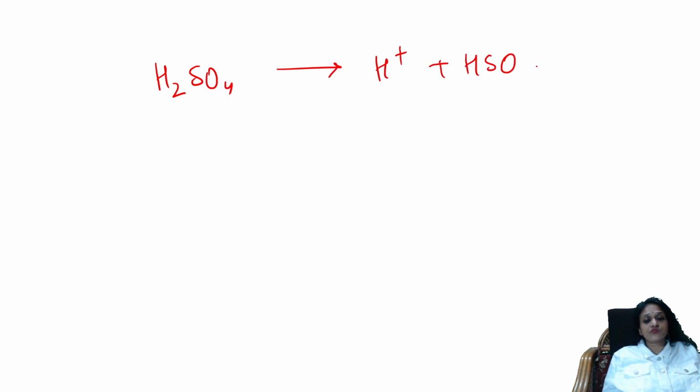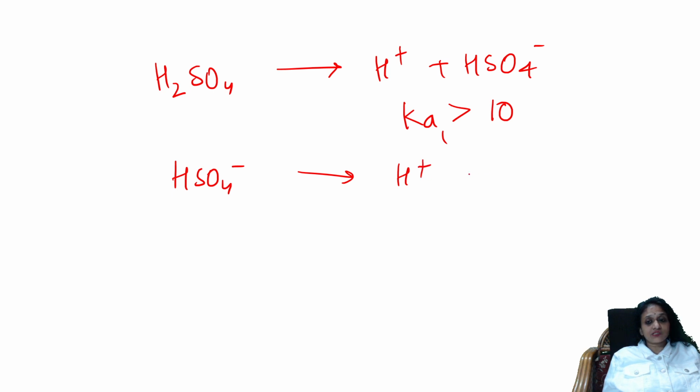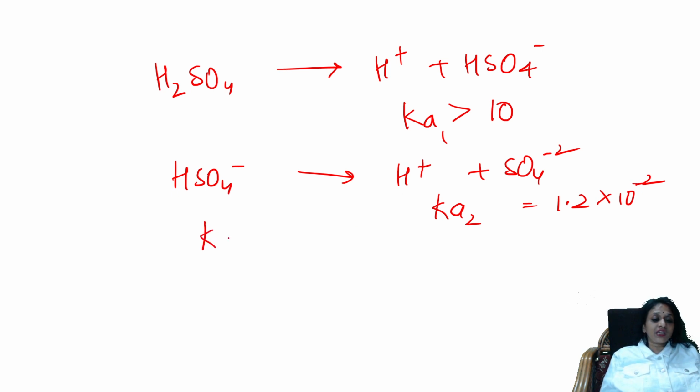See here. When sulfuric acid dissociates, it breaks up into H plus and HSO4 minus ion. The acid dissociation constant for this is more than 10. This HSO4 minus ion further breaks up into H plus and SO4 2 minus. Here the acid dissociation constant is almost 1.2 into 10 raised to the power of minus 2. So observe carefully, Ka1 is very much greater than Ka2.